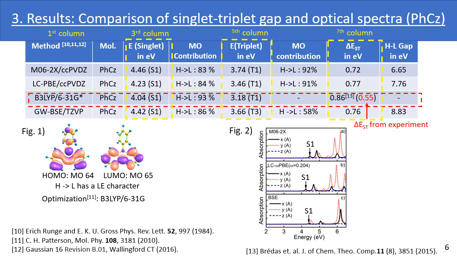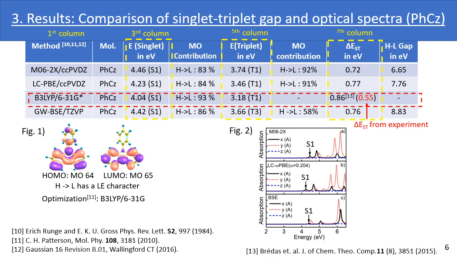Next, we focus on the first singlet excited state energies with dominant HOMO to LUMO transitions. This is given in the third column of the table. For M06, we see that the S1 is 4.46. For LC-omega-PBE, the first singlet excited state energy is 4.23, and the corresponding singlet excited state energy for the GW-BSE method is 4.42.